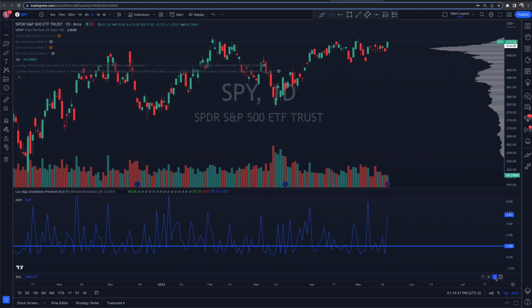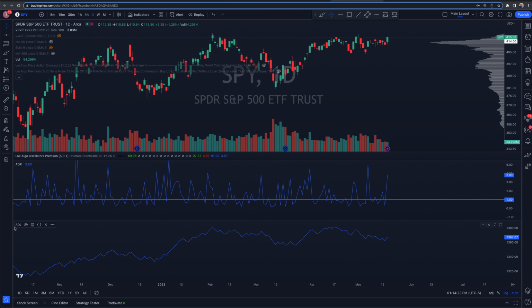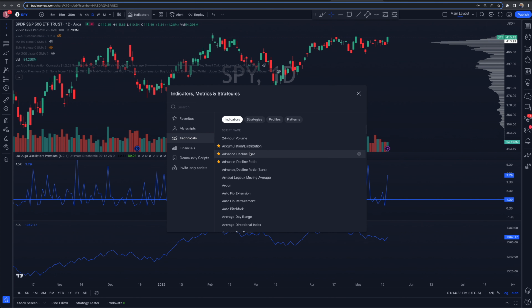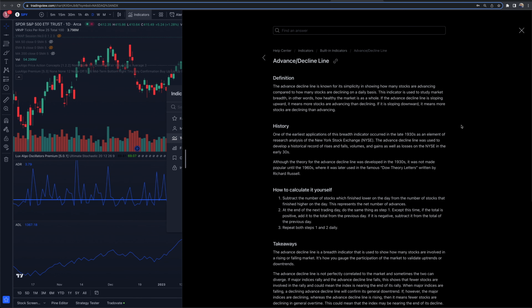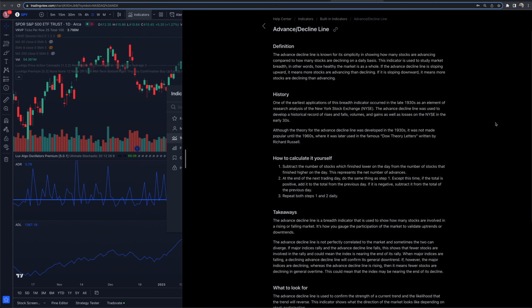So I'm going to go to the ADL. Okay, here's the ADL now at the bottom of our screen. This is the advanced decline line. So what you want to know about the ADL is that it's all about trends. I'll give you a brief look here if you want to screenshot your screen, but you can find this on TradingView as well if you want to dive deeper.